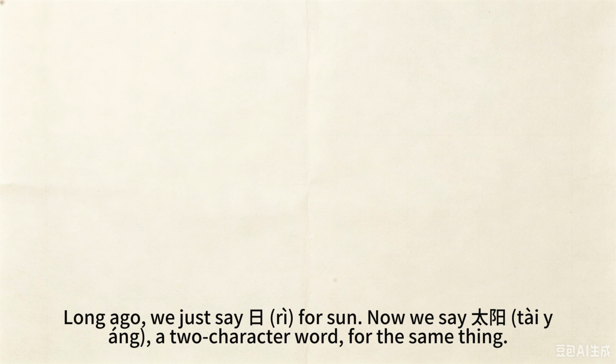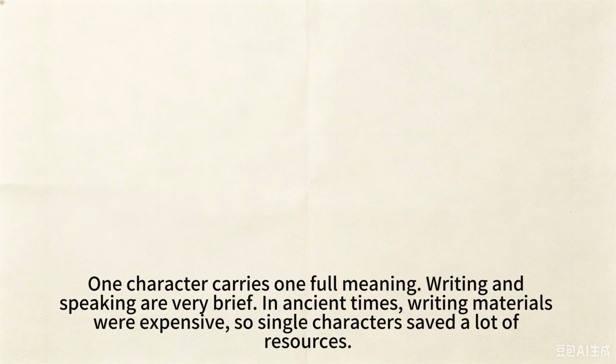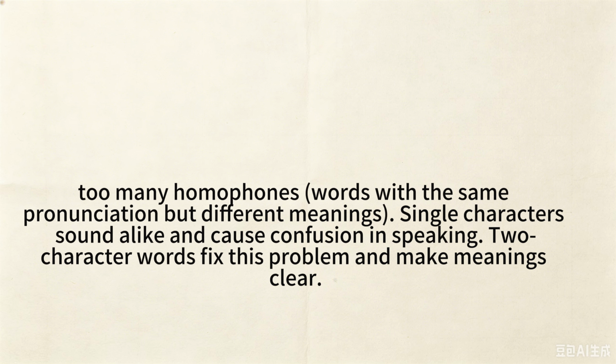Long ago, we just say 日 for sun. Now we say 太阳, a two-character word for the same thing. One character carries one full meaning. Writing and speaking are very brief. In ancient times, writing materials were expensive, so single characters saved a lot of resources. Too many homophones. Single characters sound alike and cause confusion in speaking. Two-character words fix this problem and make meanings clear.